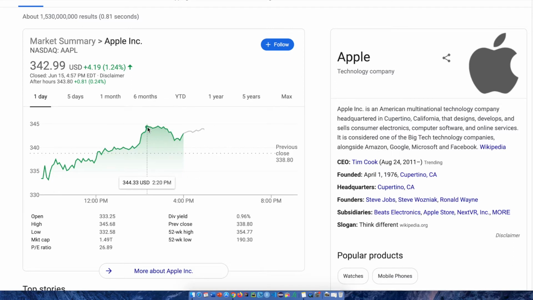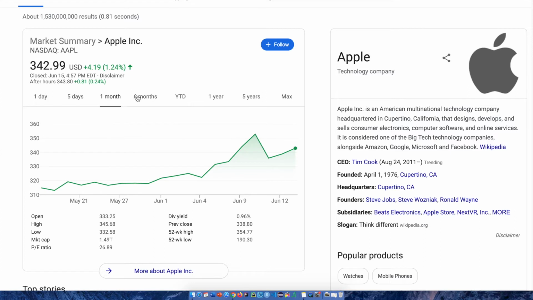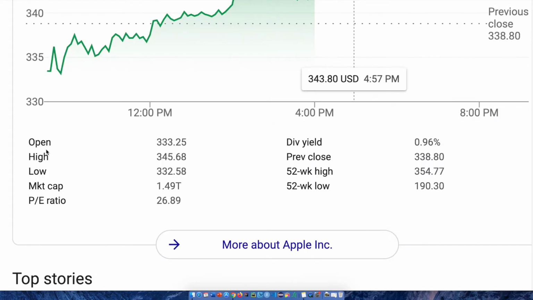So for example, today, the stock price was $344.33 at 2:20 p.m. So once again, this gives you a better representation and visual of the stock price over a set period of time, which allows you to create better investment decisions and project a future outlook of the company's performance. So starting here, we see open.